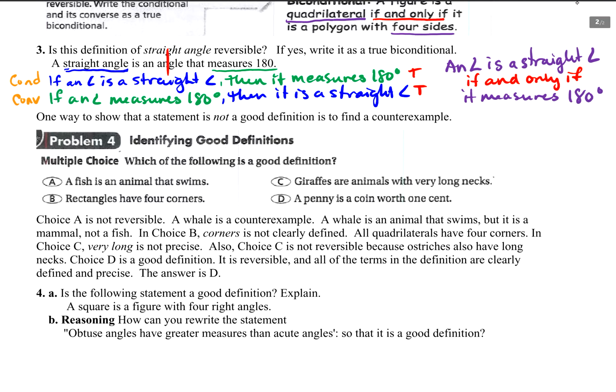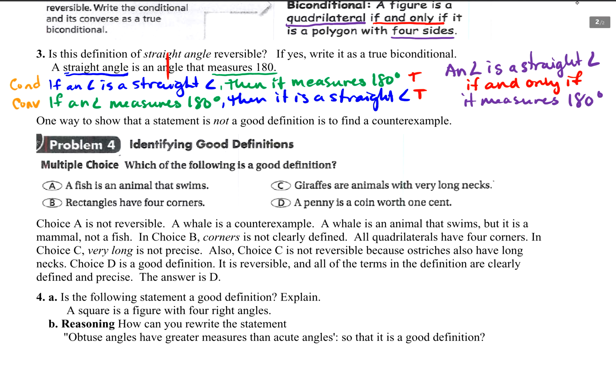All right, and the last part here. One way to show that a statement is not a good definition is to find a counterexample. And you know what a counterexample is? It is just one instance that makes your statement false. Right? One example that makes a statement false. So let's look at it. There are some problems here. Which of the following is a good definition?